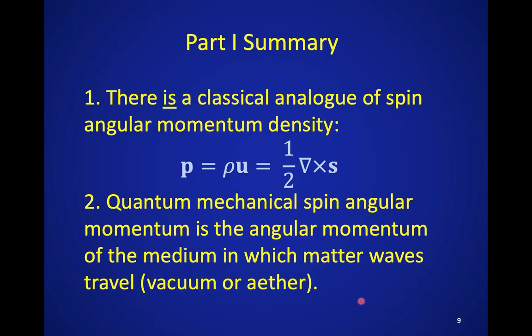Okay, so to summarize part 1, there is a classical analog of spin angular momentum density. It's the field whose curl is twice the momentum density. And if we translate that to quantum mechanics, we can say the quantum mechanical spin angular momentum is the angular momentum of the medium in which matter waves travel. And you can refer to that as the vacuum or the ether, whichever is your preference.